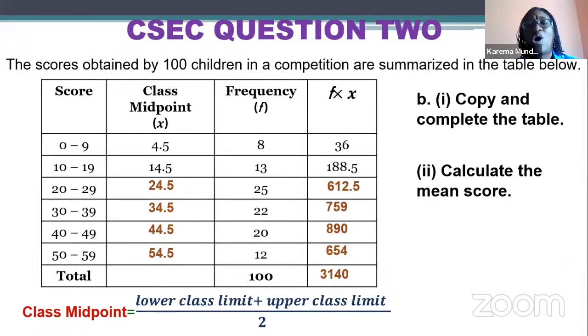So question now, how am I going to calculate the mean? Somebody please tell me, whether in the chat or unmute, how do I now calculate the mean score? So I've completed the table. Kudos to us. Awesome job. Now we need the mean.